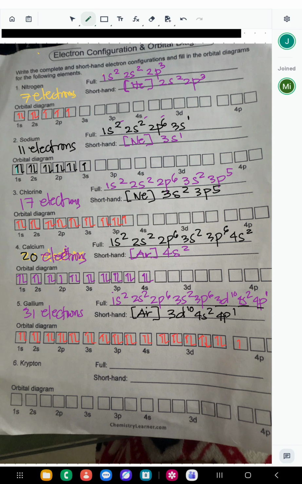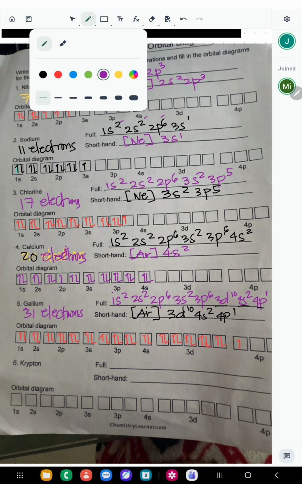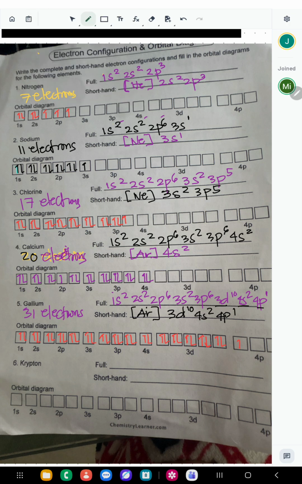Yeah. And the next is krypton. Krypton is a noble gas. Yeah, but we can still do it. Okay, how many electrons does krypton have? 36. Well, it's a lot. Okay, 36 electrons.